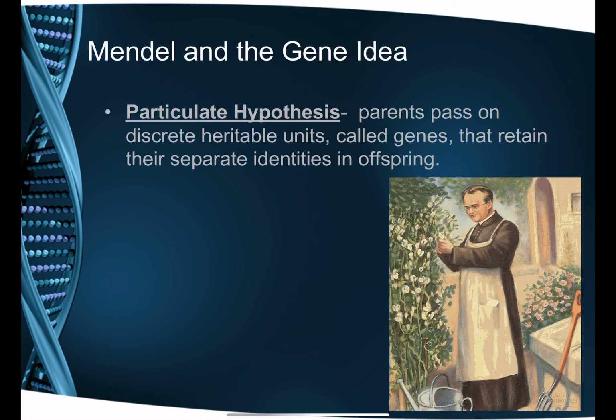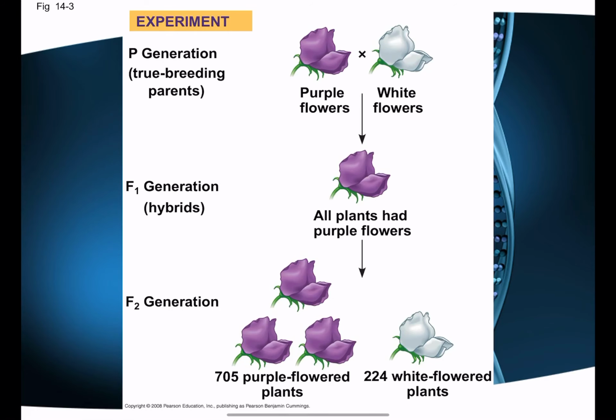traits that they have, and he formulated what is known as the particulate hypothesis, that said these traits come from their parents. They pass on these genes, which is in the DNA, and those genes come together to produce a different identity in their offspring. And so Mendel is considered the father of genetics because he was really the first one to study this and tell us what we know today about genetics.